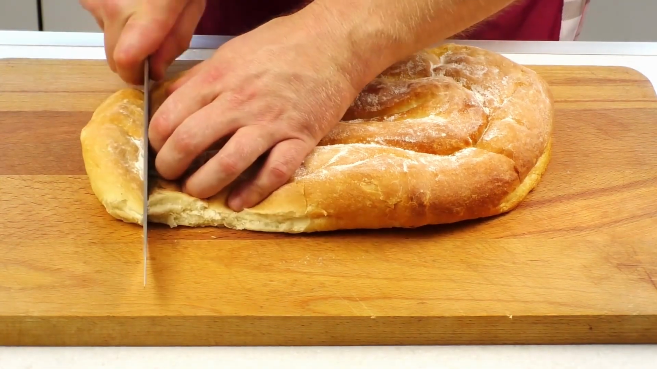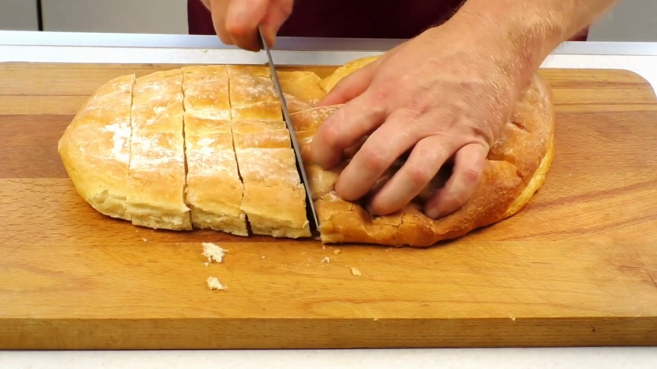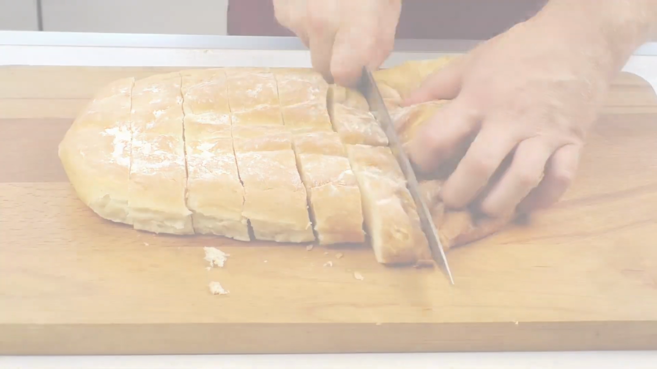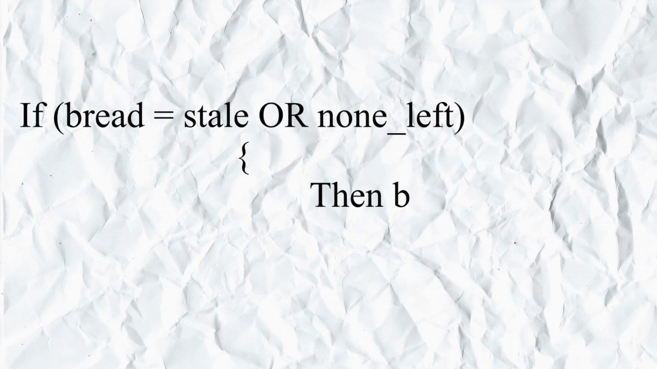Let's go back to our bread scenario. Let's say that we may want to buy bread if we are out of it, or if the bread we have at our house is already stale. A good way to represent this in code is, if bread equals stale, or none left, then buy more bread.